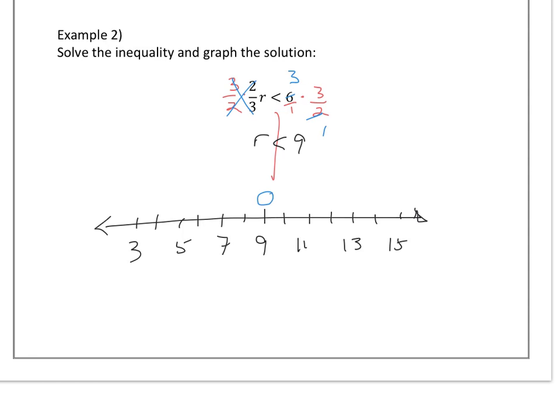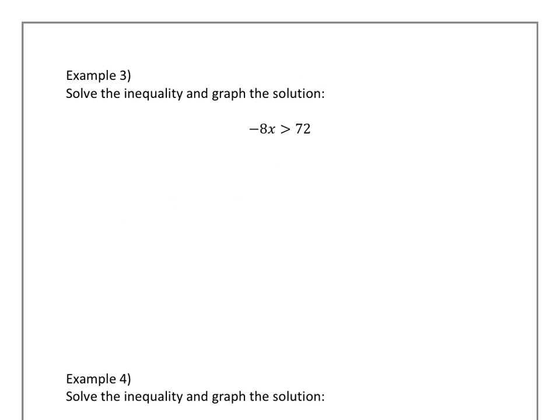So we have an open circle again at 9 because there's no equals to, and less than means an arrow going to the left. In this example, to solve the inequality, I have to divide both sides by -8. Because I'm dividing by a negative, warning bells should be going off in your head: I have to flip the inequality sign to its opposite sign. It was a greater than sign, now we're going to flip it to a less than sign. The left side becomes x is less than, the right side becomes -9.